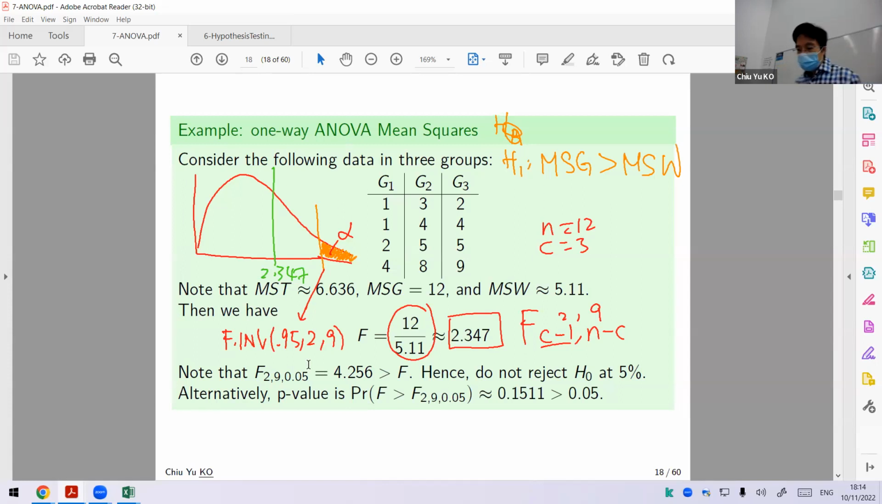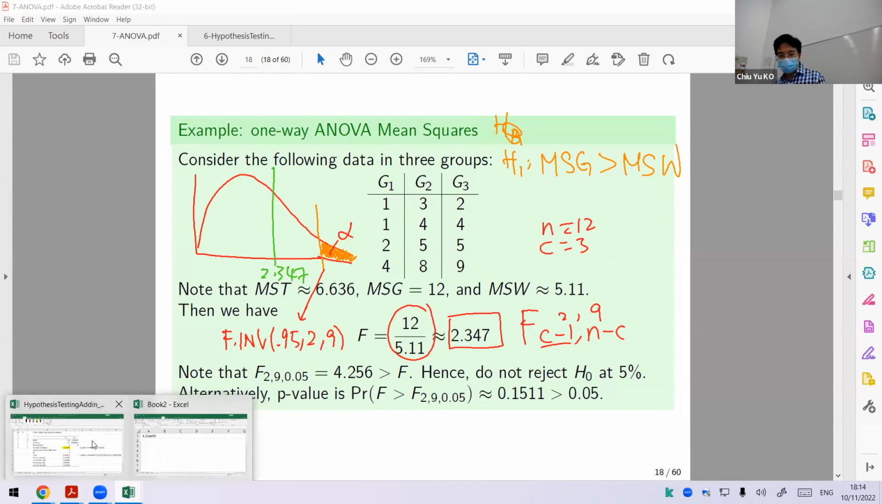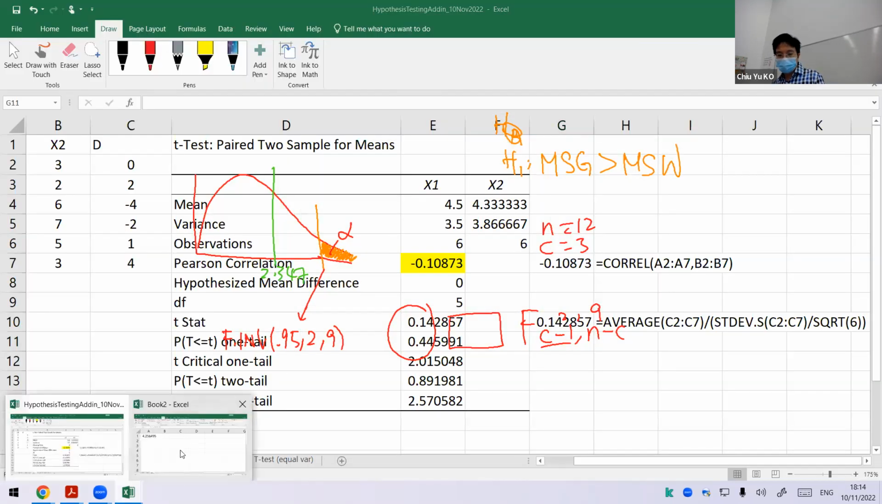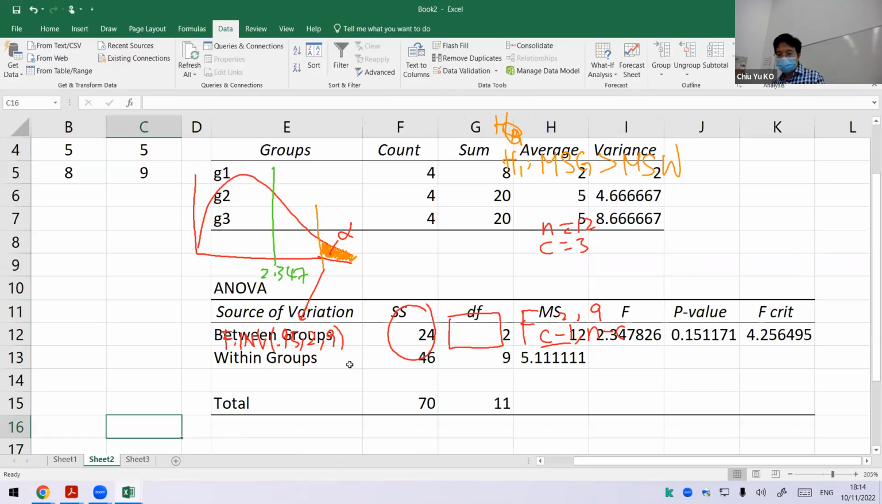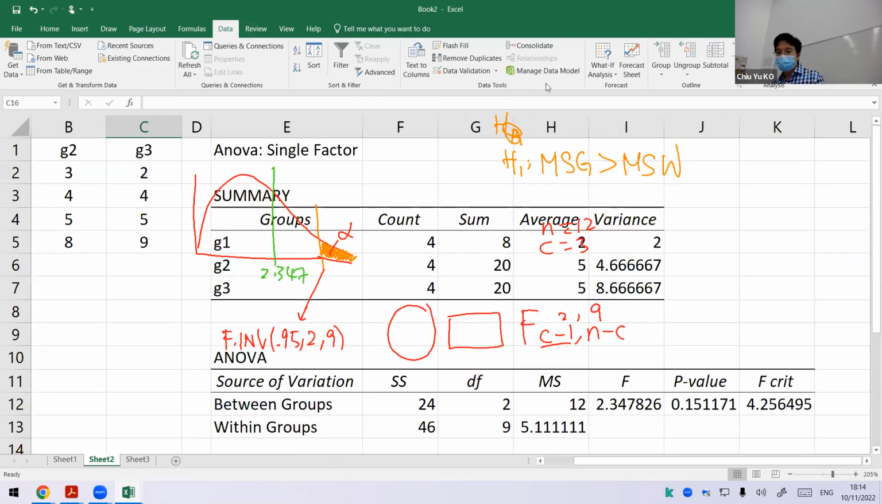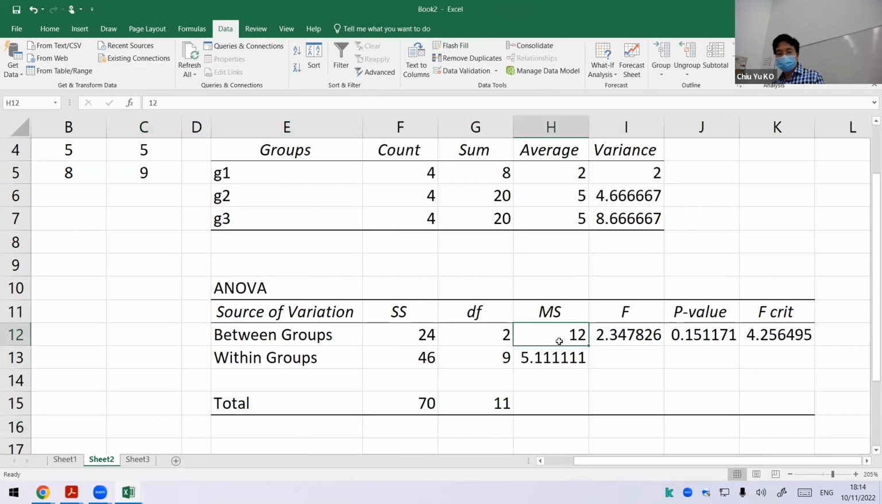Before I end, I want to convince you that all these things can be done quickly. If someone asks how you can do all these things, you can see everything is here: MS, F, P, and critical value. So I guess that's some relief for those of you who worry about calculation. For your assignment, you can do it also, I'm not going to check it.